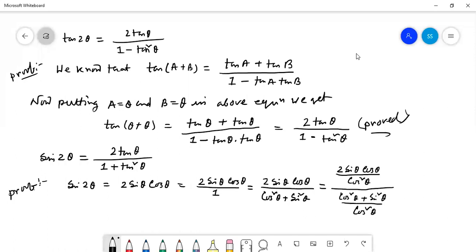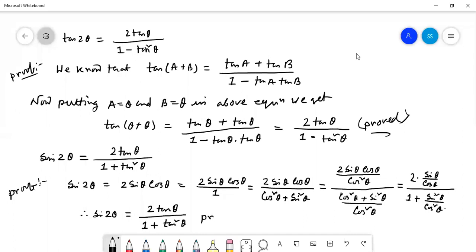So after that, here one cos theta cancels, and it will be given that 2 into sine theta by cos theta. That is the numerator. And for the denominator, cos square theta by cos square theta is 1, and another part will be sine square theta by cos square theta. So from here, you can write that sine 2 theta equals 2 sine theta by cos theta, meaning tan theta, by 1 plus sine square theta by cos square theta, meaning tan square theta. That's true.